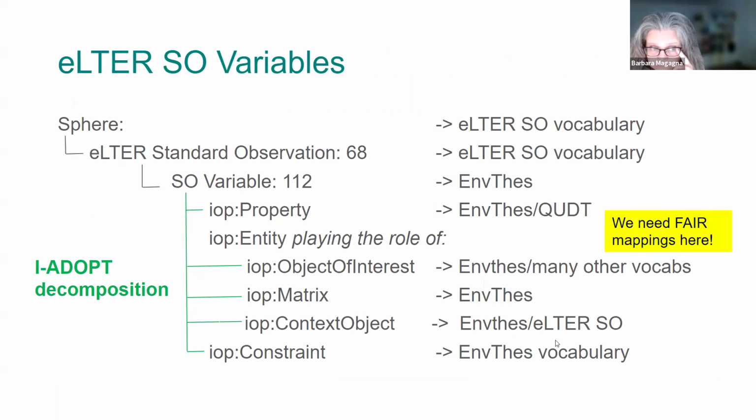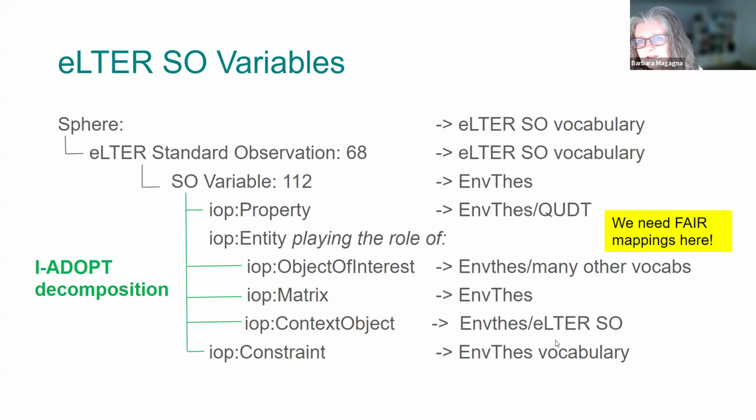We have now defined 68 different ELTER standard observations under the 5 spheres. And in total, we have around 112 standard observation variables, and we decompose them with I ADOPT. We identify the properties and different entities playing different roles, like the object of interest, the matrix, the context object, and the constraint.